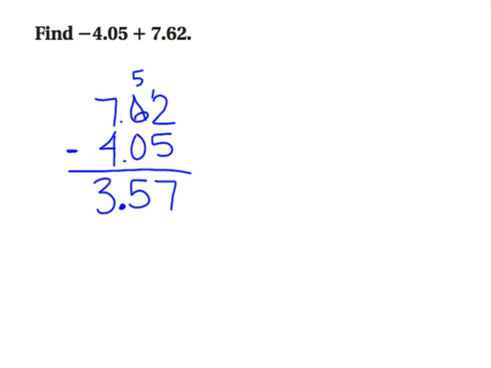Looking at the original problem, I had more positive than negative, so my final answer will stay positive. And then I should have done this before, but we can do it now. If I do a quick estimate, I can round this first value to -4. The second one would probably round up to 8 if I'm doing nearest whole number, and -4 plus 8 is going to be 4. So comparing that to my estimate with whole numbers or integers rather, that's pretty close to what I got for the answer. So 3 and 57 hundredths would be my final answer.